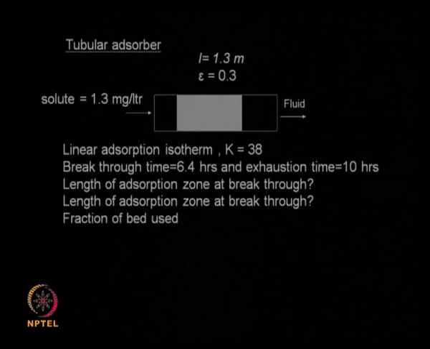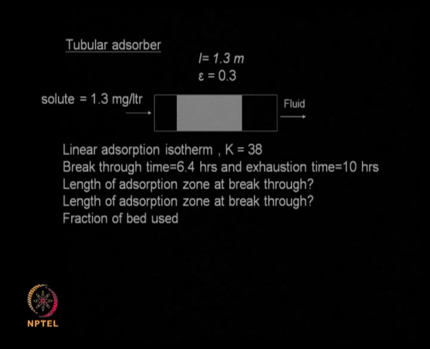Okay, let us go forward, let us look at a tubular adsorber. As I explained in the previous class, a tubular adsorber contains adsorbent packed in a tube of varying length and varying diameter. Now you have the feed solution or feed gas entering from one end and leaving from the other end, and the concentration of the solute is 1.3 milligrams per liter. Assume that the system follows linear adsorption with the constant K value of 38, breakthrough happens after 6.4 hours and exhaustion at 10 hours.